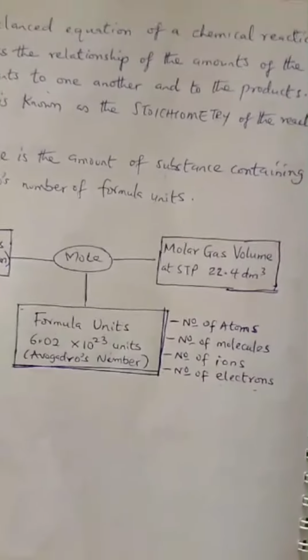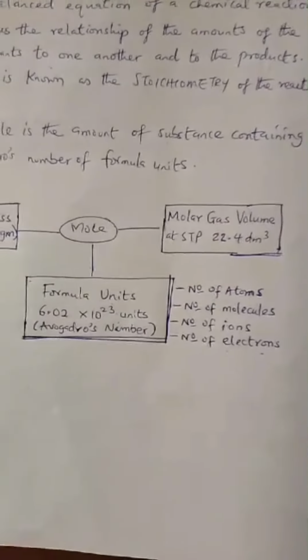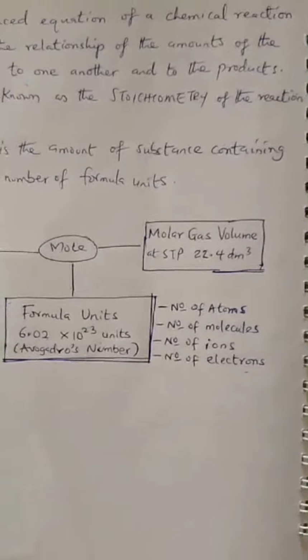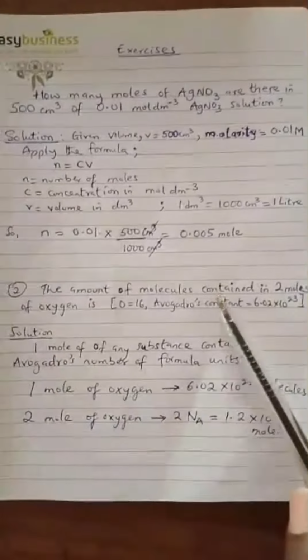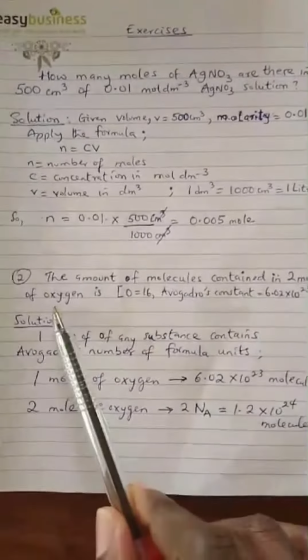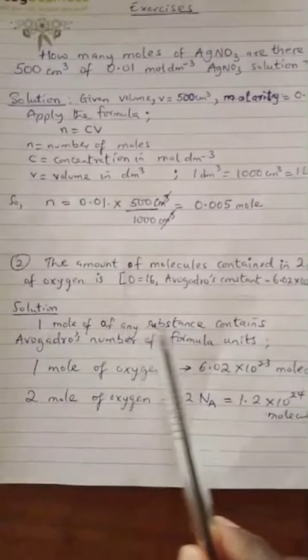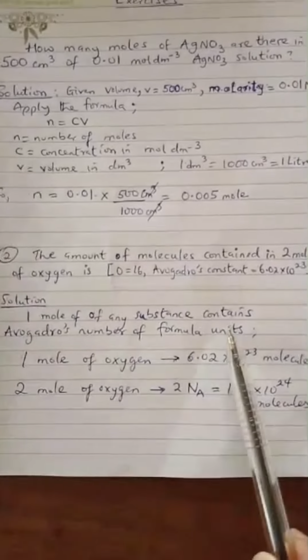Just like a pint of rice contains a large amount of seeds of rice, you have to agree. A pint of beans, a large amount. So that is the mole amount. All right, let's break this example down. We are told to find the amount of molecules contained in 2 moles of oxygen. We know that 1 mole of any substance contains the Avogadro number of formula units.